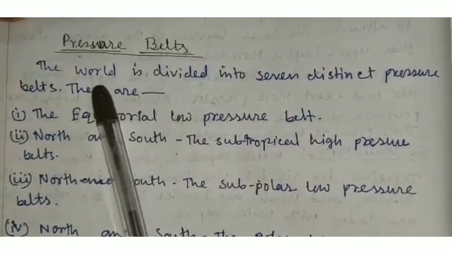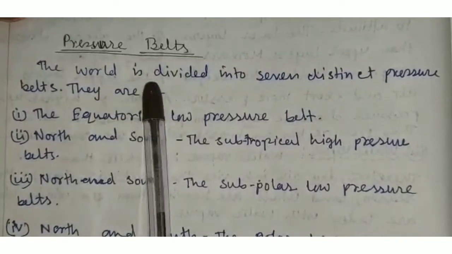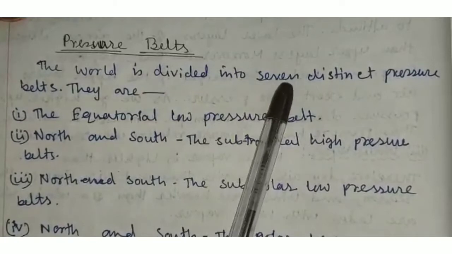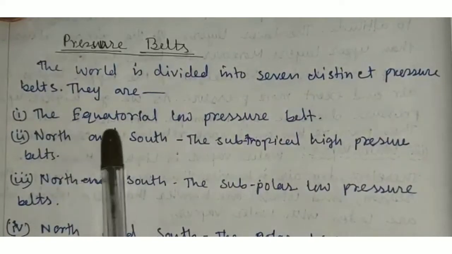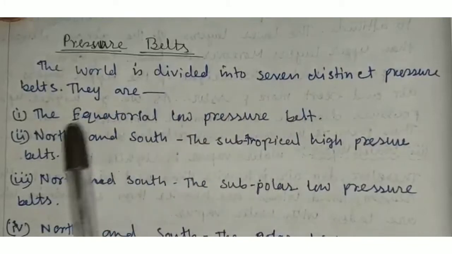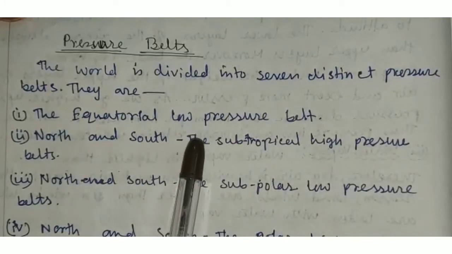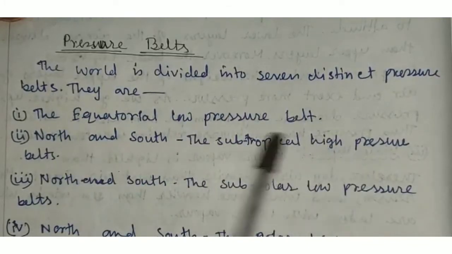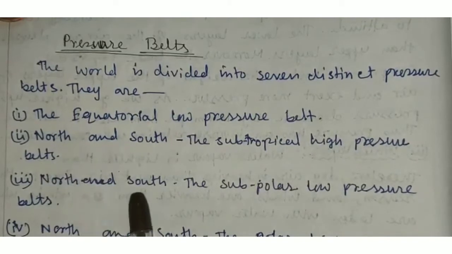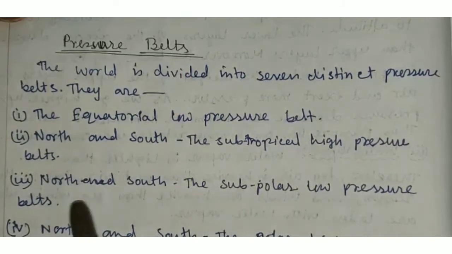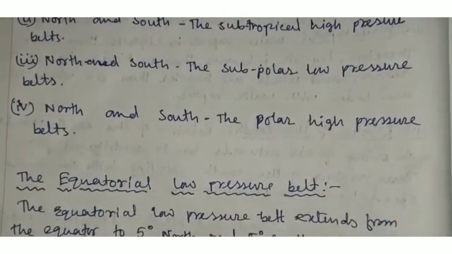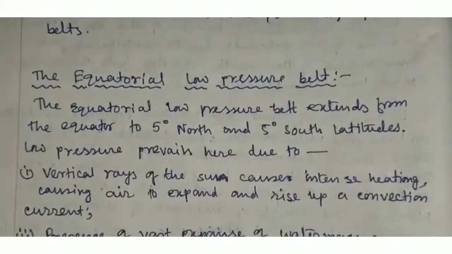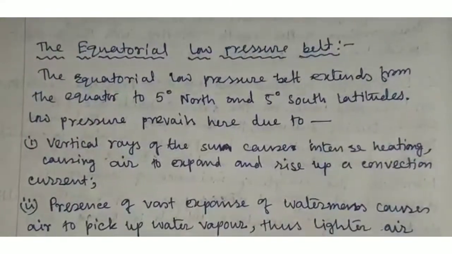Pressure belts. In words, the world is divided into several distinct pressure belts. They are the equatorial low pressure belt, north and south the subtropical higher pressure belt, north and south the subpolar lower pressure belt, and north and south the polar high pressure belt. Now discuss on these points.